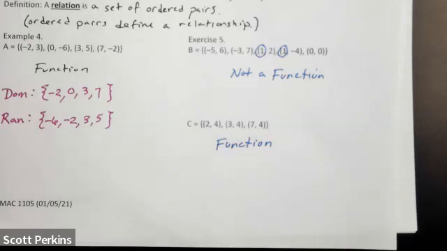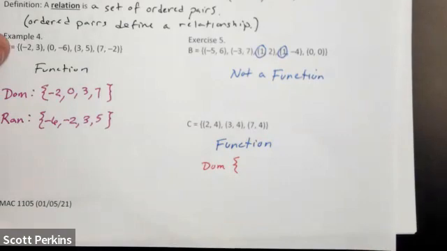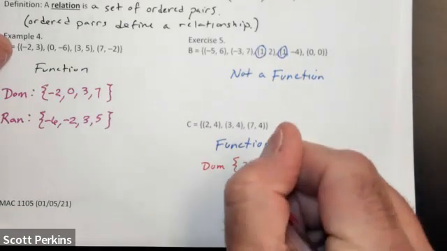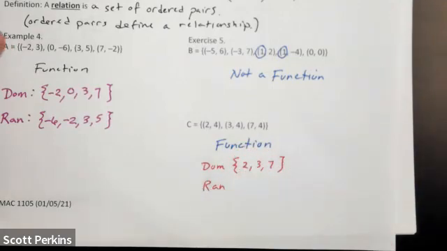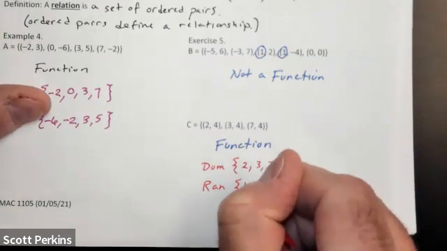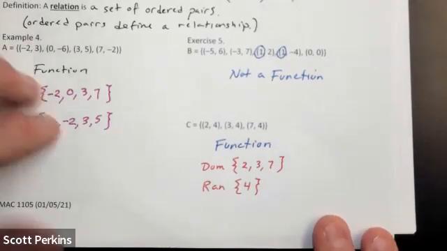Okay, so for relation C, the domain, what did you write down for that? 2, 3, 7. Beautiful work. Thank you. And then finally, the range is just 4. When something's repeated, you only have to write it once. You don't have to write it multiple times. Okay, so flip the page.